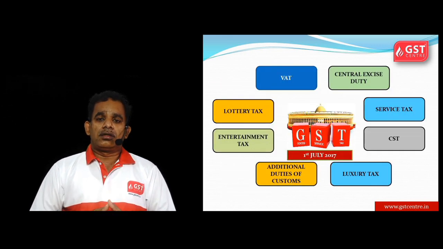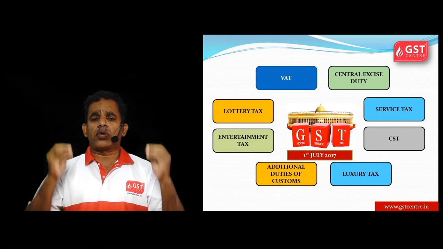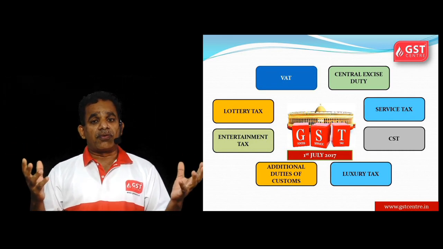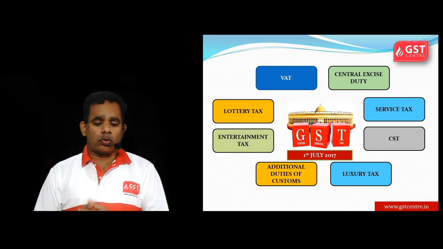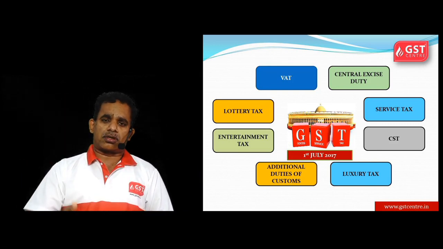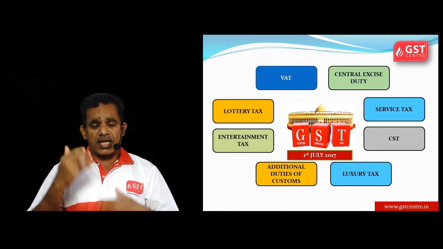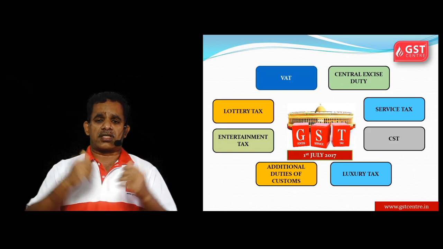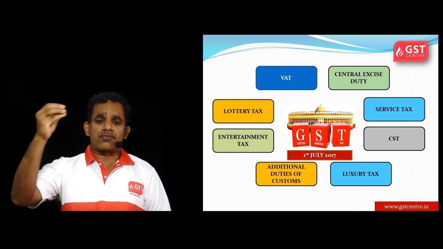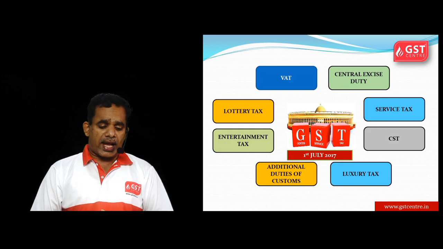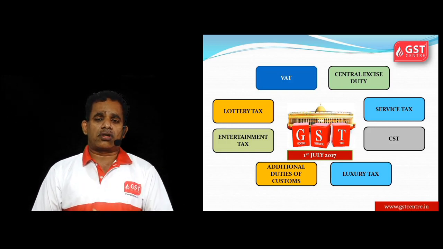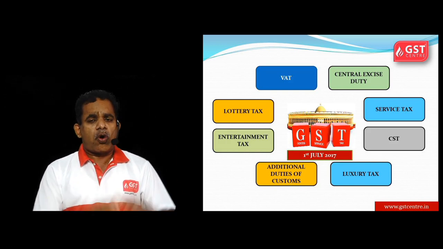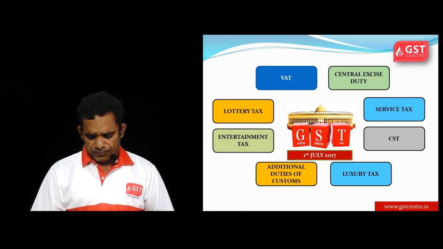Then GST was implemented on 1st July 2017. There were a lot of taxes before that, like VAT, which was applicable on goods, central excise duty, which was based on manufacturing, service tax, which was on services, CST, central sales tax, which was imposed when purchasing any goods from outside the state, luxury tax, additional duties of customs like countervailing duty and anti-dumping duty, entertainment tax and lottery tax. So all these taxes were subsumed into GST.